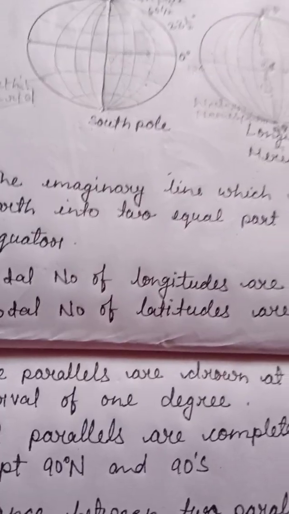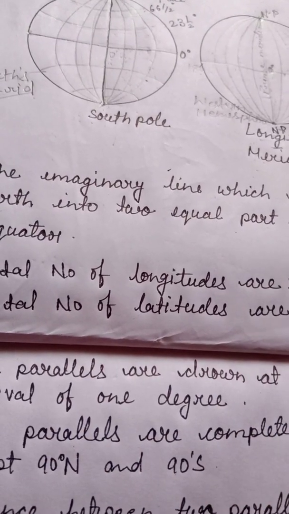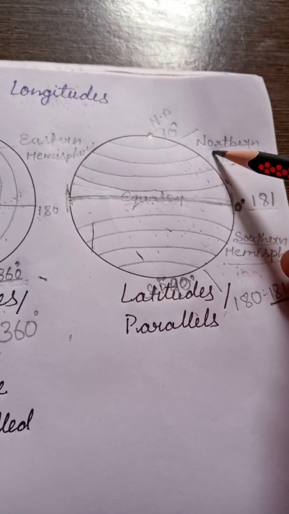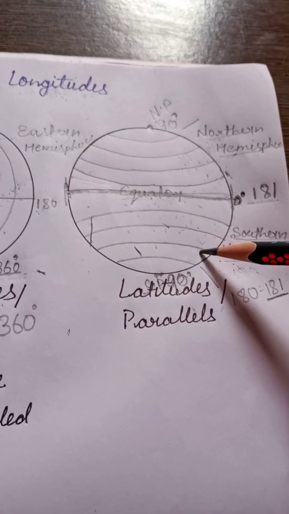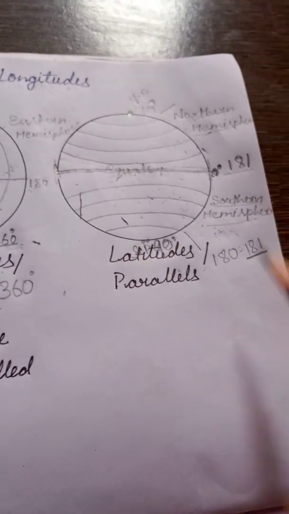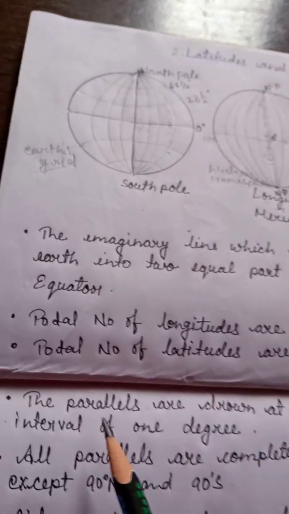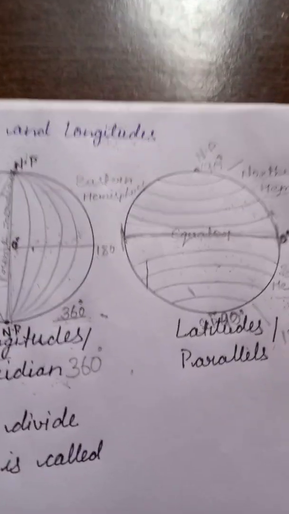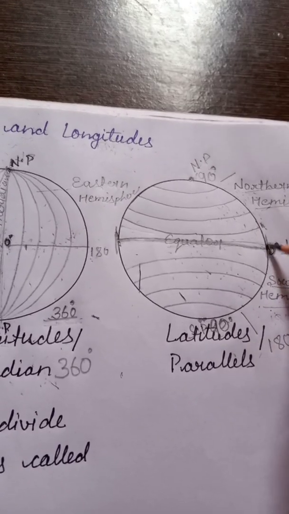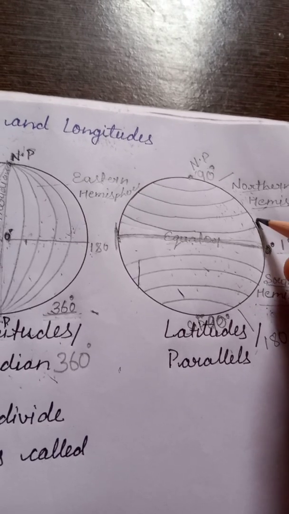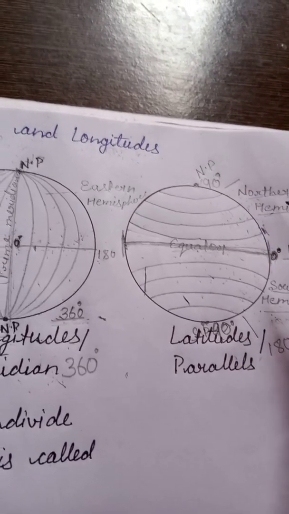Clear? The total number of latitudes is 181: 90 lines in the northern hemisphere, 90 lines in the southern hemisphere, and 1 line of the equator. It will become 181. And the parallels are drawn at an interval of 1 degree. I told you 0 degree, then we will go to 1 degree, 2 degree, 3 degree, 4 degree.